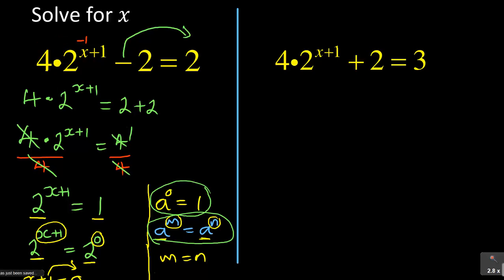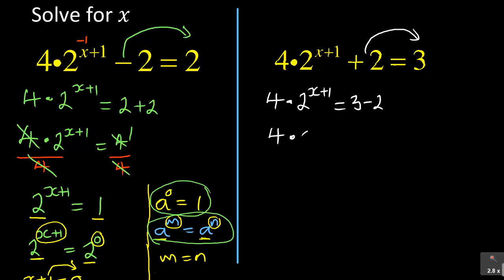Now, let us go to the second part of this lesson. We are given a similar problem, 4 times 2 to the x plus 1, now plus 2 is equal to 3. So what do you do? Do the same thing. Take 2 to the other side, it's positive, becomes negative. So you've got 4 times 2 to the exponent x plus 1 is equal to 3 minus 2. And 3 minus 2 is equal to 1.